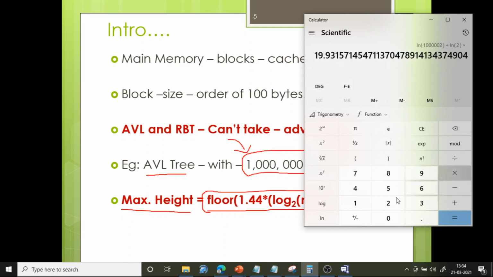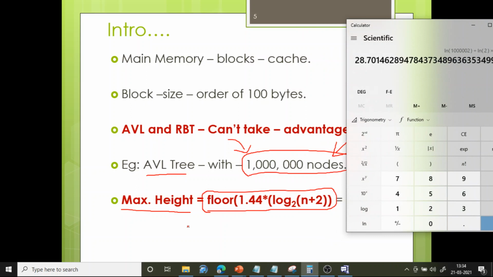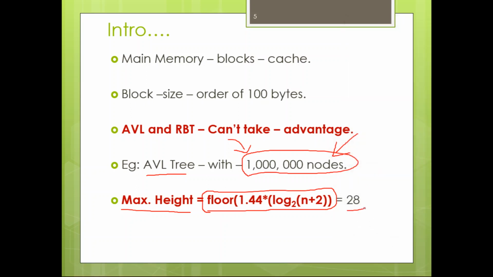Multiply this by 1.44. What you are getting is 28.7. We have to take the floor of this. Floor means you have to go to the lowest integer possible. So the lowest integer is 28. So the result is 28. With this number of nodes, how many levels are possible? 28 levels are possible.